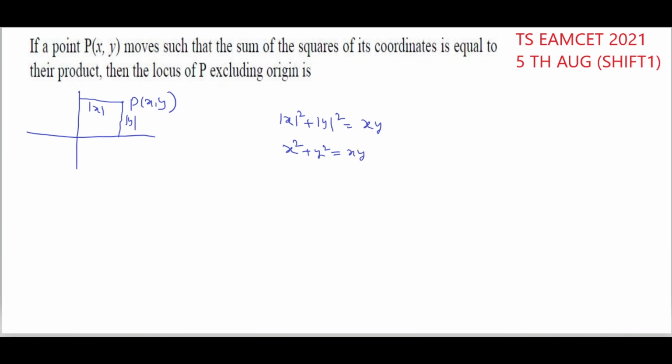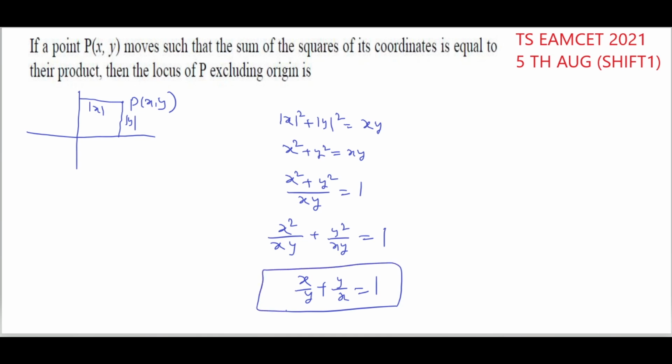So dividing by xy, that is (x square plus y square) by xy is equal to 1. That is x square by xy plus y square by xy is equal to 1. Here x cancels, that is x by y, and here y cancels, that is y by x, is equal to 1. This is the locus of the point P.